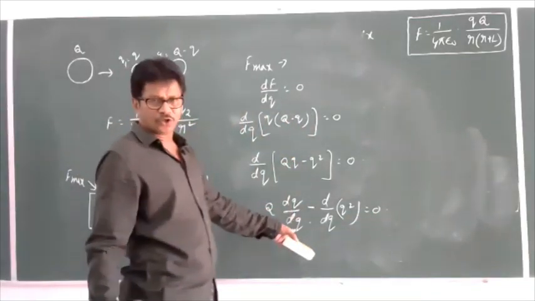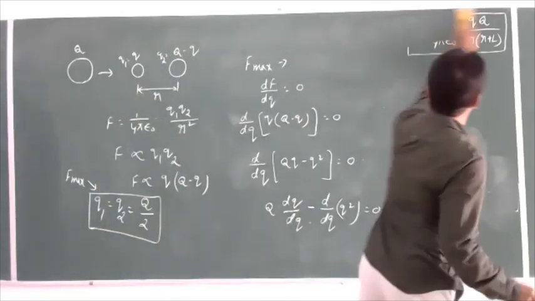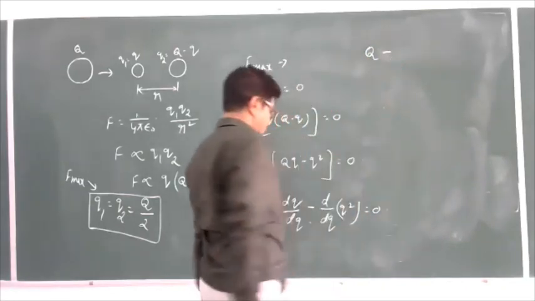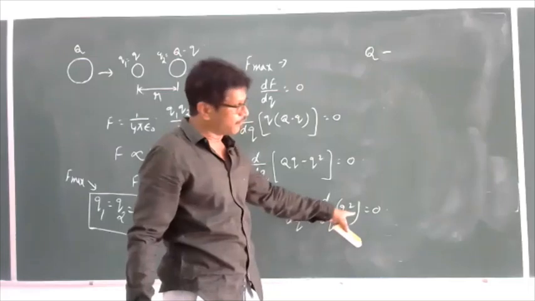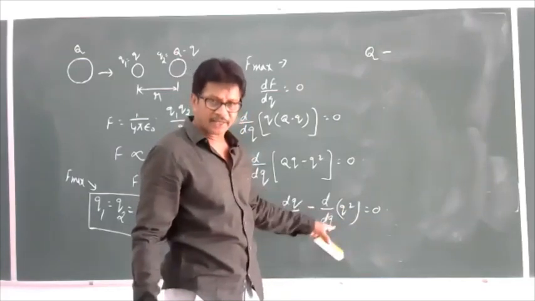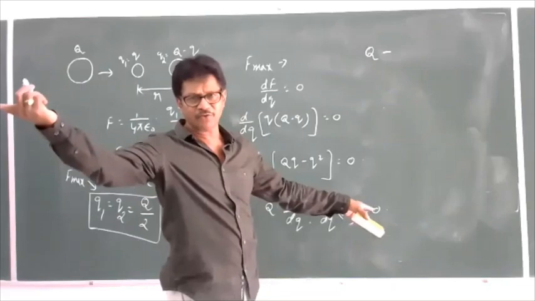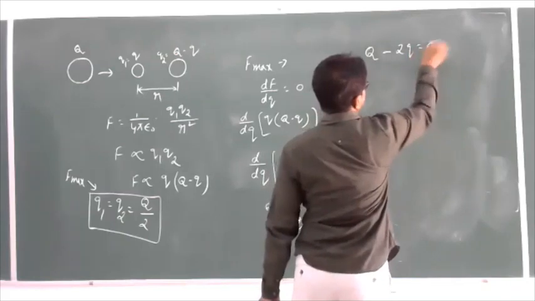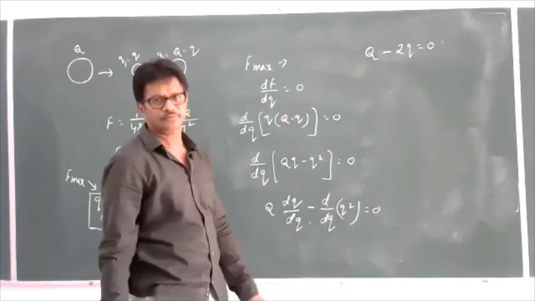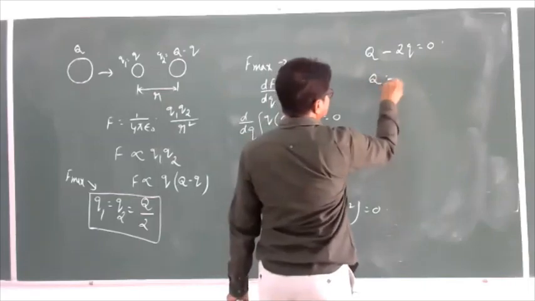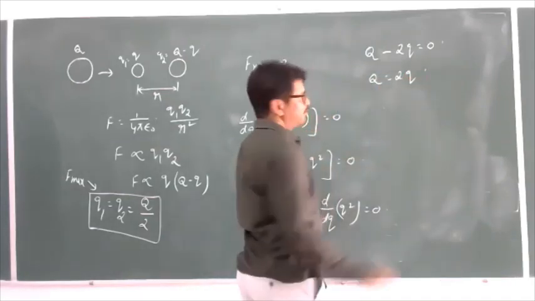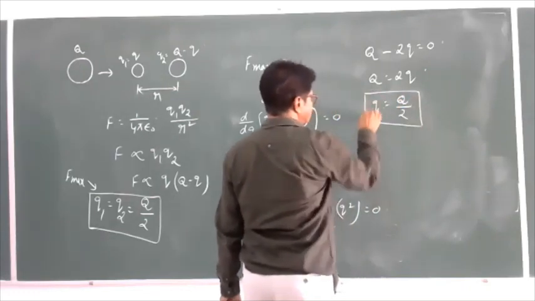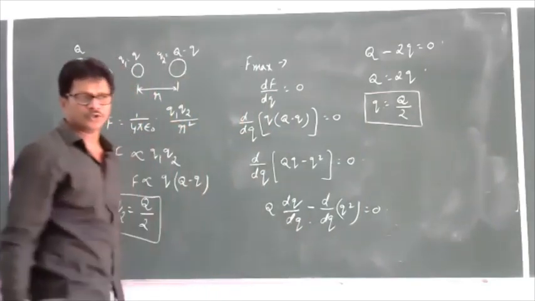dq by dq is equal to 1. Then you are going to have Q minus d by dx of x square. d by dx of x square, n into x to the power of n minus 1 formula. So we are going to get 2x. So Q minus 2q is equal to 0. From here, Q is equal to 2q. From here, small q is equal to Q by 2.